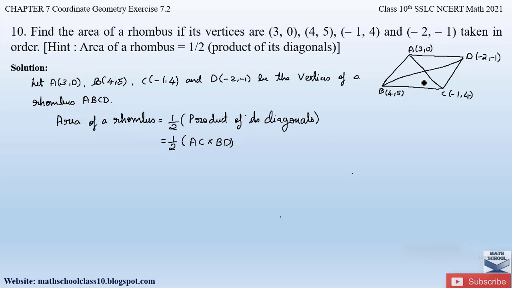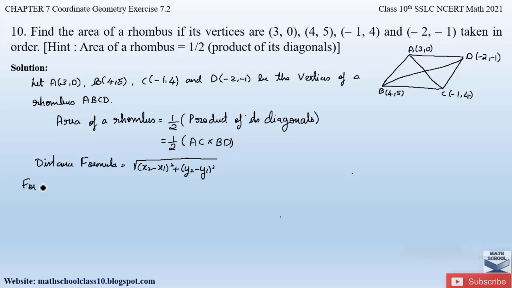Right, so now let us find the length of the diagonals AC and BD so that we can substitute in this formula. Which is the formula used to find the length of any line segment? It is the distance formula, right? The distance formula is given by square root of (x2 minus x1) the whole square plus (y2 minus y1) the whole square. So using this distance formula, we will find the values of the diagonals AC and BD.